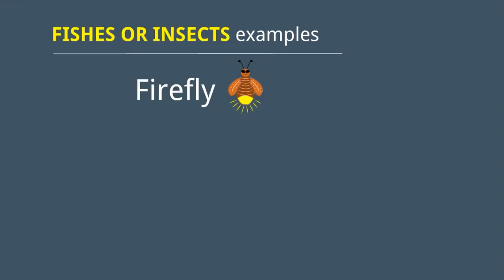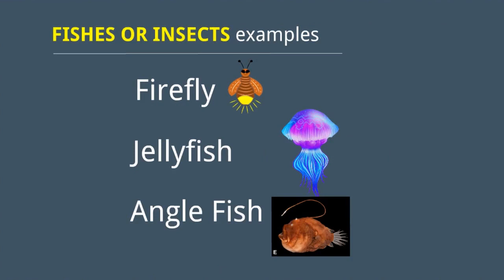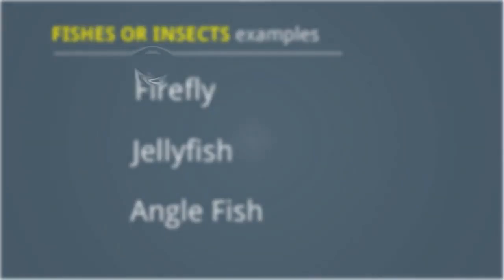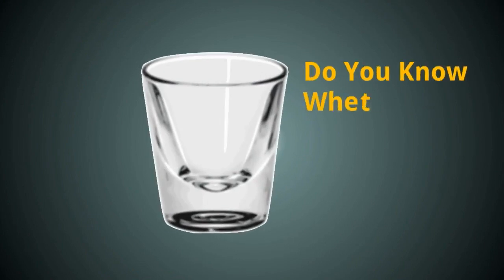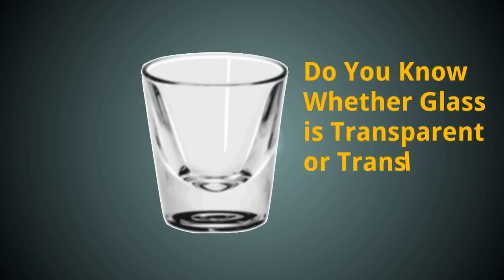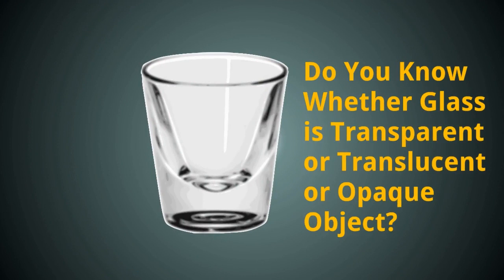Do you know there are some fishes or insects that are luminous objects, like the firefly? You can see the light of the firefly, jellyfish or anglerfish. These all have light and these all are luminous objects. Do you know whether glass is a transparent or translucent or opaque object?